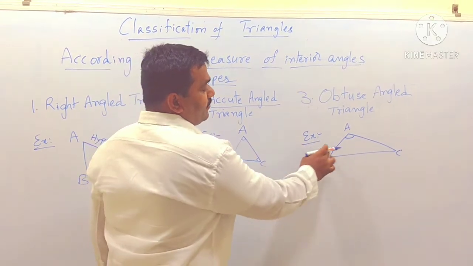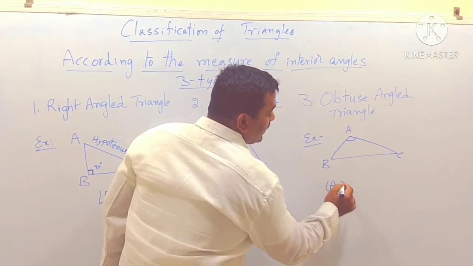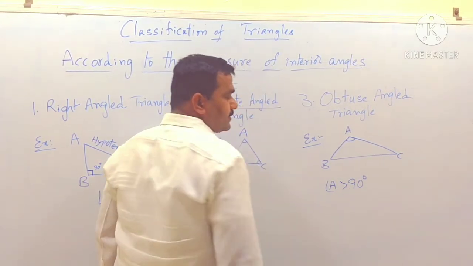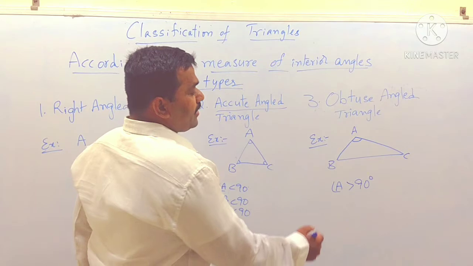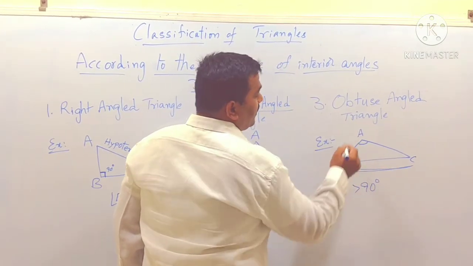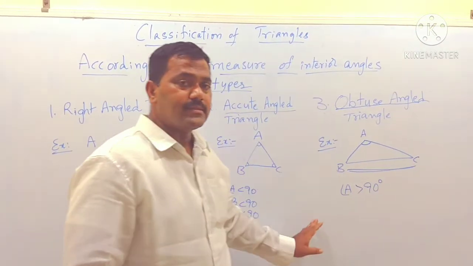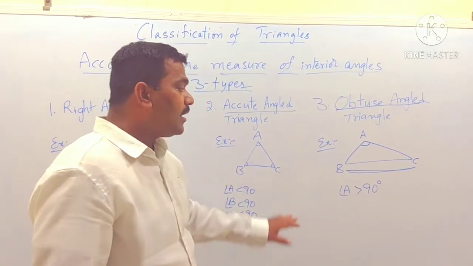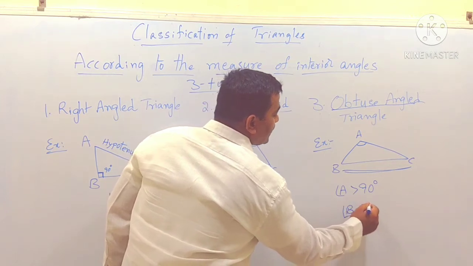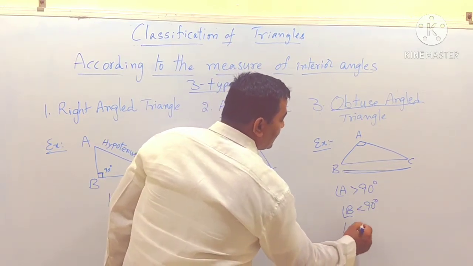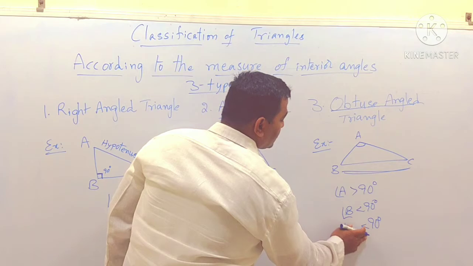In this figure, for example, a triangle ABC, angle A is greater than 90 degrees. Angle A is greater than 90 degrees. So we can call triangle ABC an obtuse angle triangle. What about the remaining two angles? The remaining two angles are acute angles. Angle B less than 90 degrees and angle C less than 90 degrees.